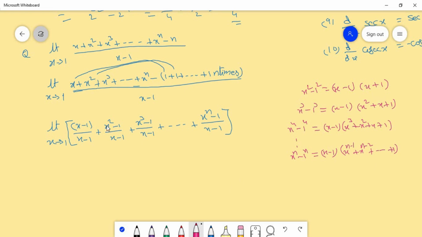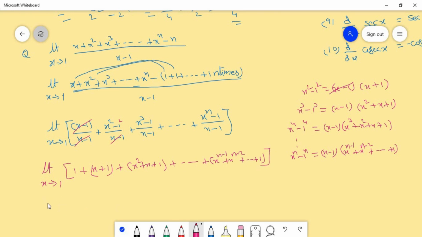Now here you take it, x square minus 1 square let us consider. So x minus 1 will cancel, right? Then remaining is x plus 1. Here these both get cancelled. Limit x tends to 1: this is 1 plus. Here we get x plus 1. Here we get x square plus x plus 1 and so on. Here we get x power n minus 1, x power n minus 2 and so on plus 1.